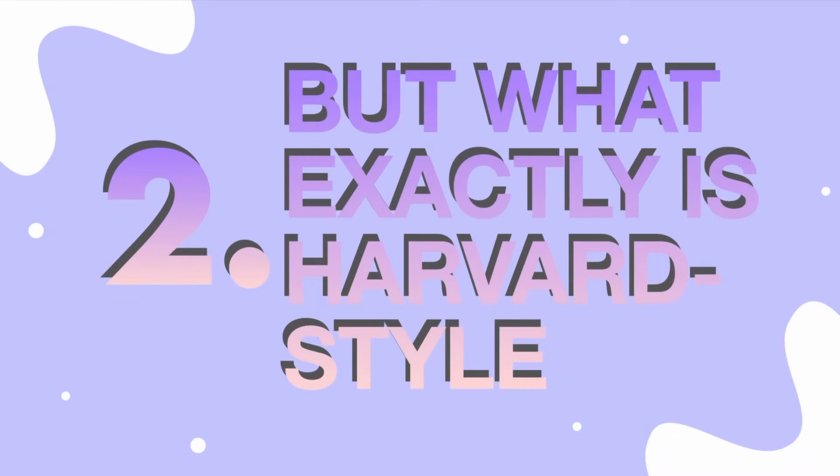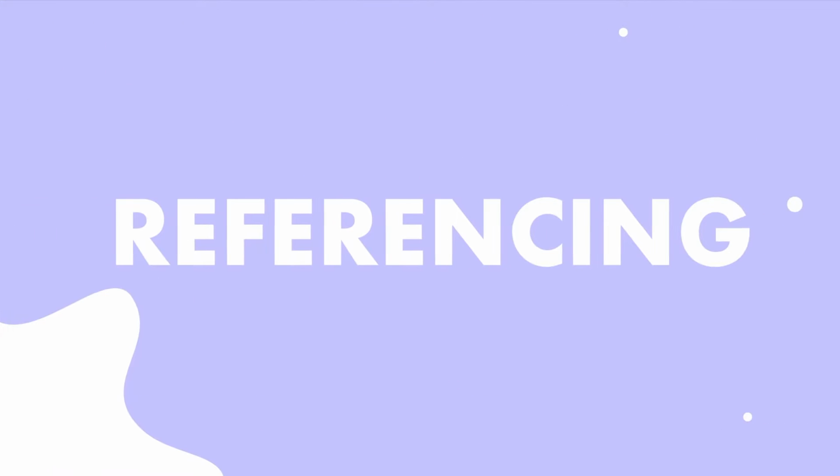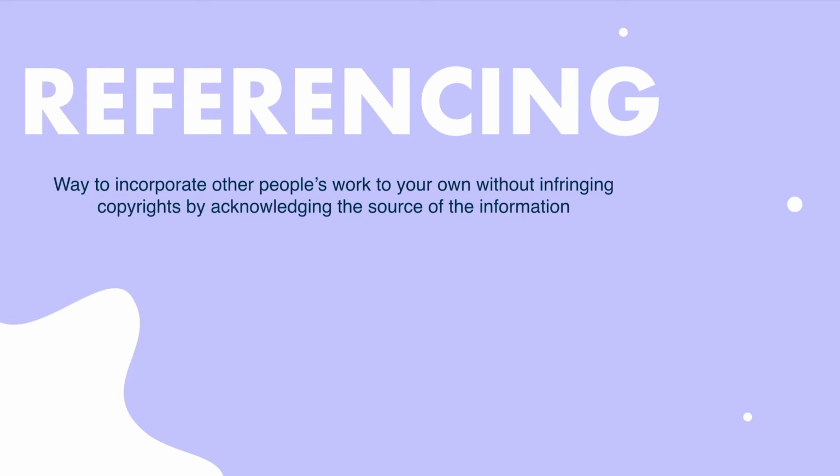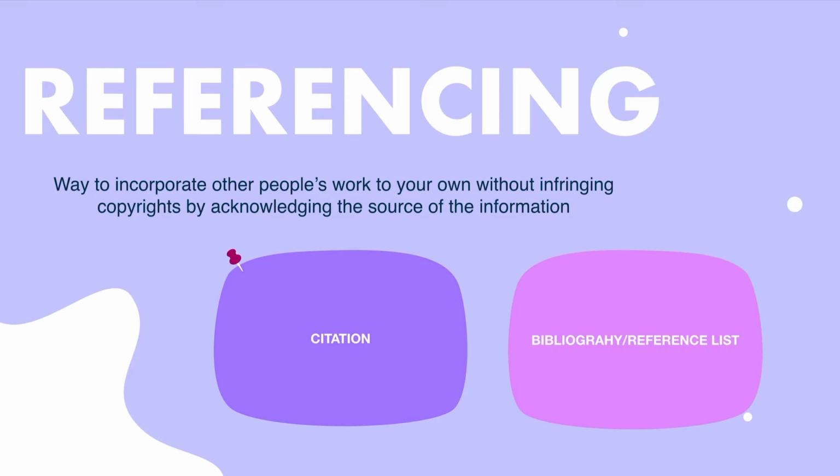Okay, that's cool, Fatur, but what exactly is Harvard style of referencing? Well, first, you need to know what referencing is. Referencing is a way to incorporate other people's work into your own without infringing copyrights by acknowledging the source of information. This is typically done in two ways: first, citation in the body of the text, and second, a bibliography or reference list at the end of your writing.